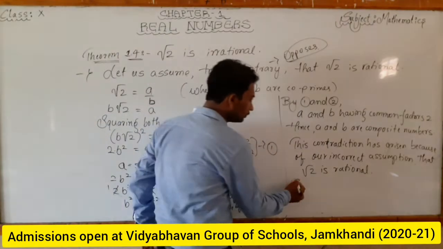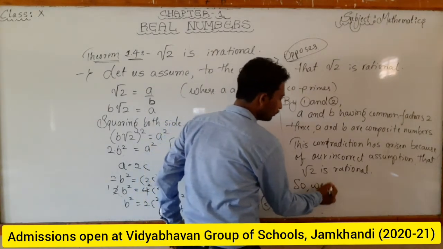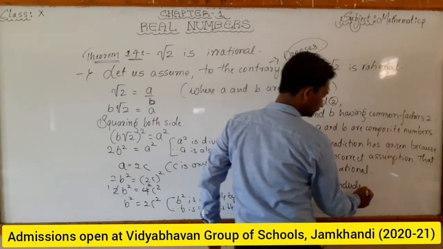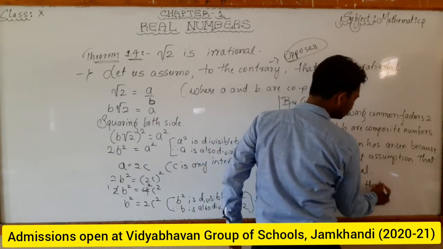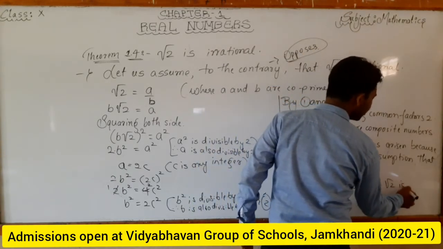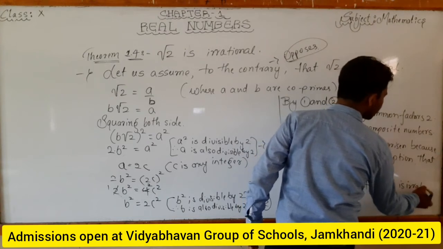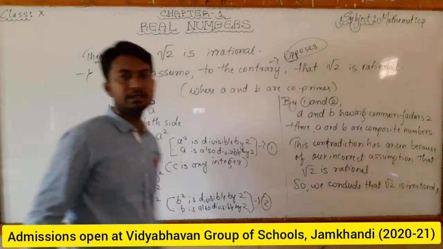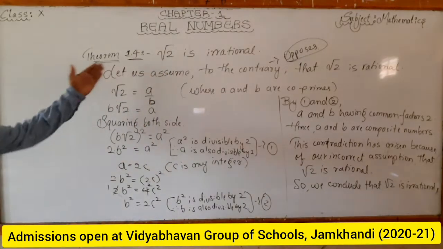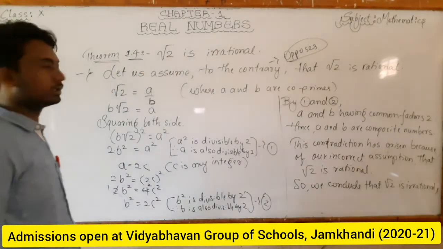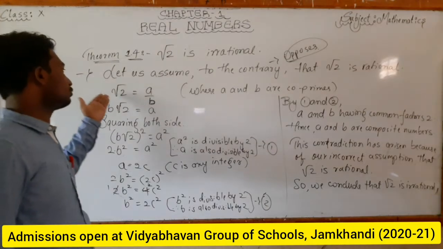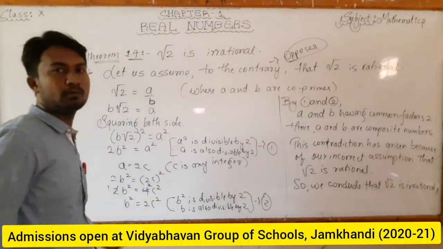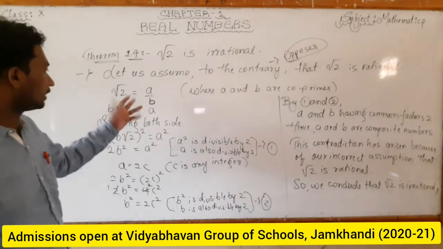So we conclude that root 2 is irrational. See how it is. Root 2 is irrational. Again, we have assumed that root 2 is rational. For that only we have considered that root 2 is equal to a by b, where a and b both are co-primes, a and b are integers, and b is not equal to 0.